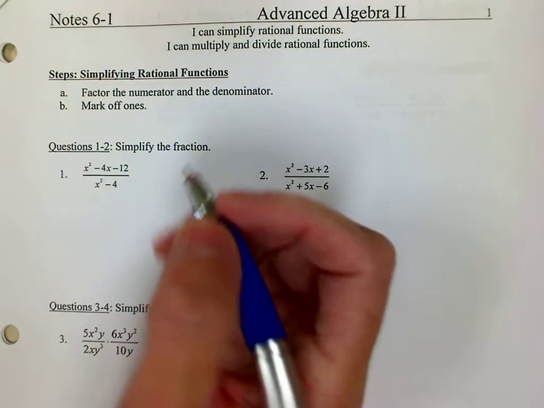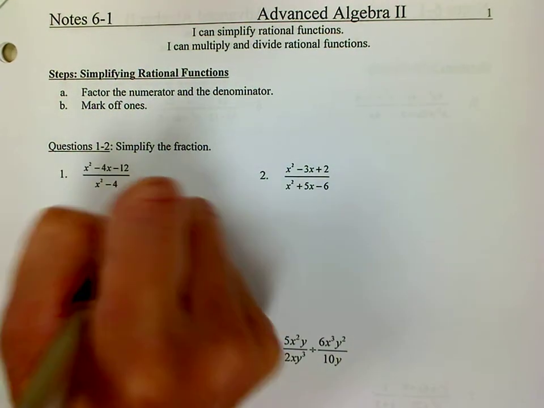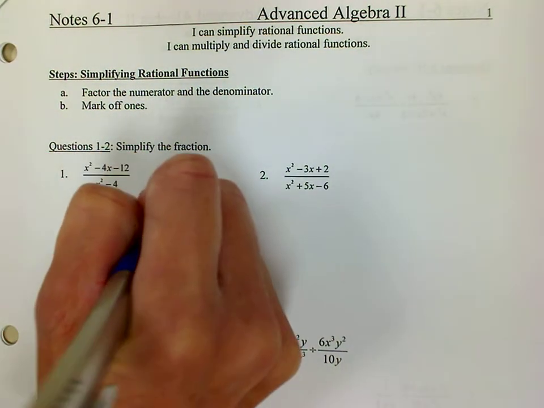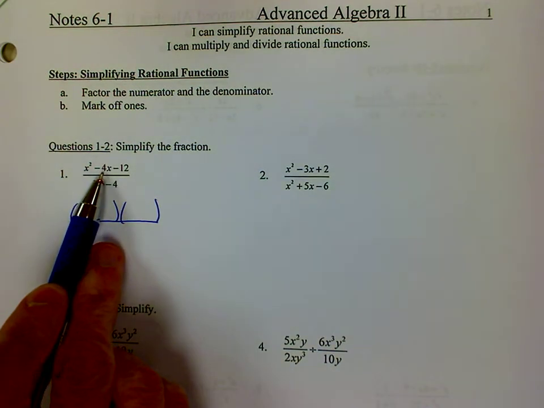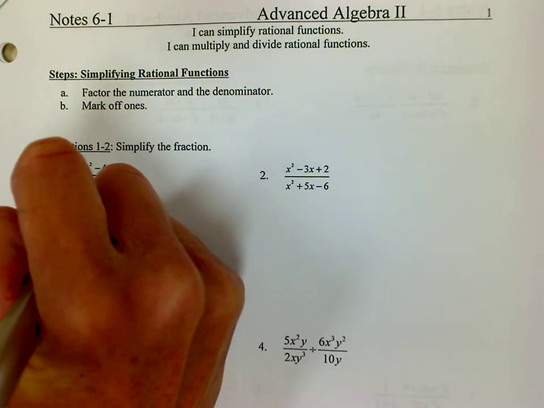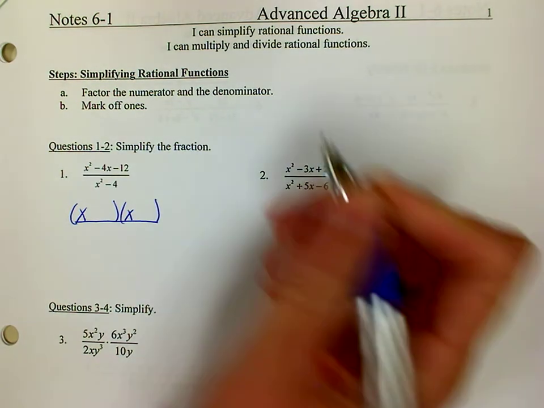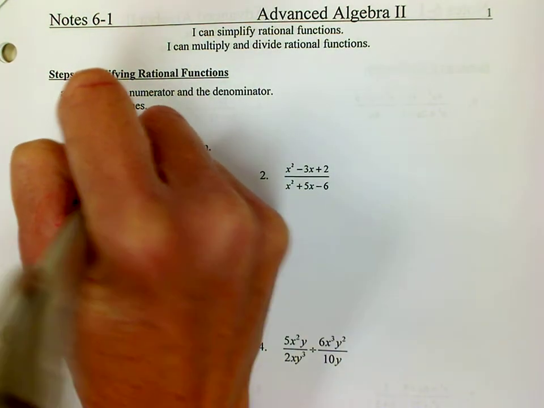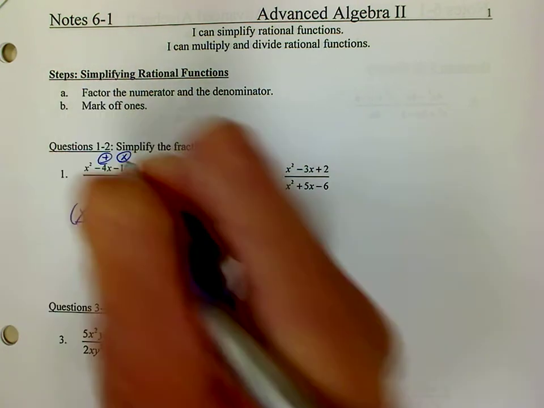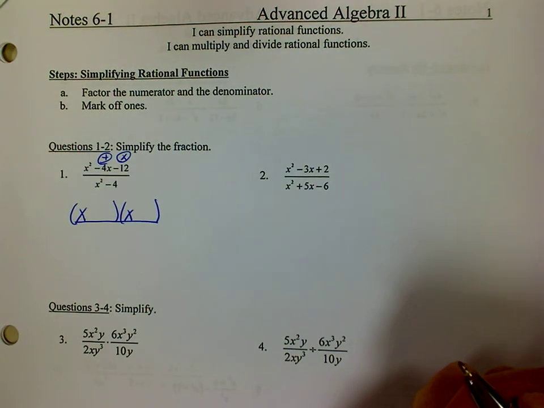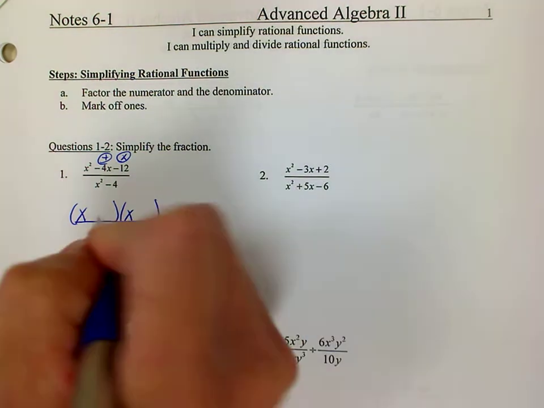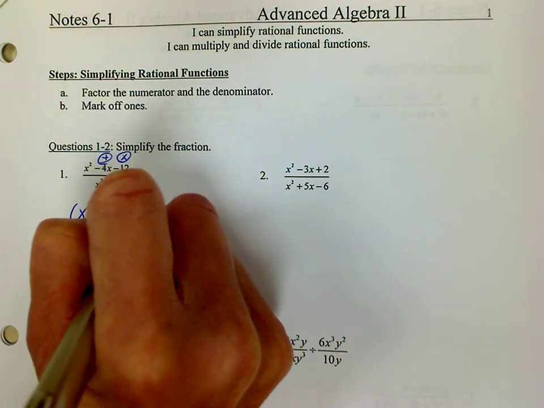Okay, so the numerator, it's a trinomial, and it's x squared, so x and x. I want two numbers that multiply to get -12 and add to get -4. It's going to be -6 and a +2.